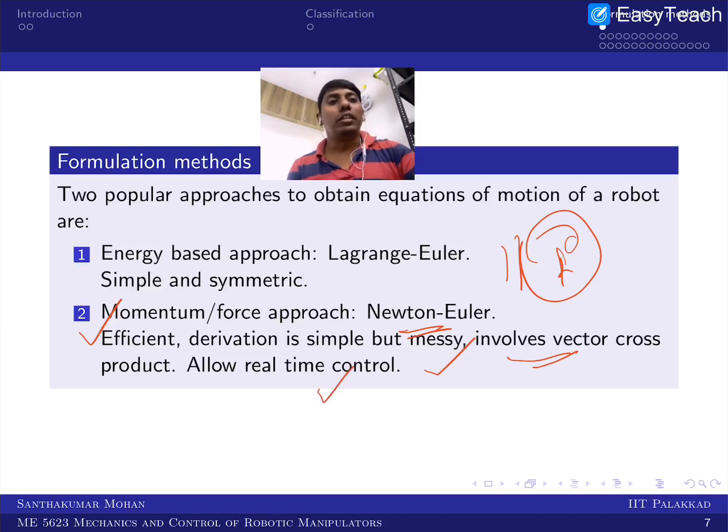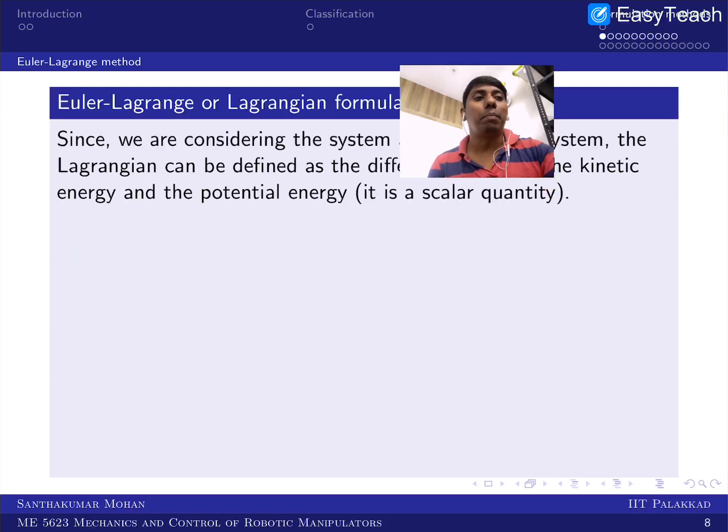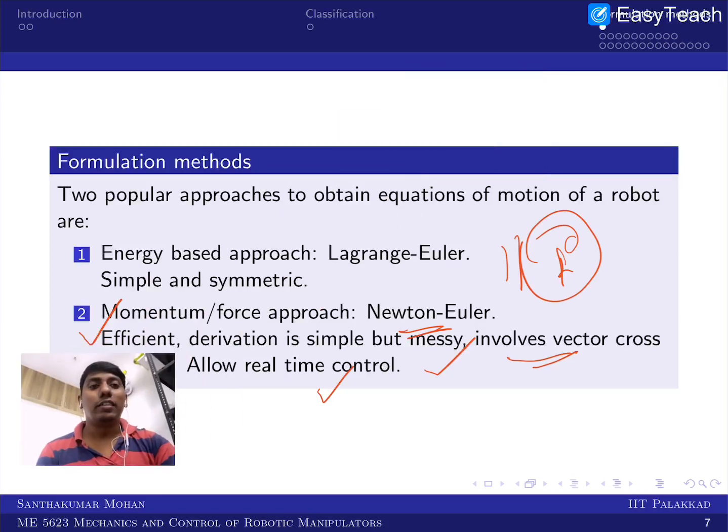So you can see that there are two popular methods, and you can see where each method is applied. In the next slide set, I will show what the Euler-Lagrange or Lagrangian-Euler method is all about. And in the next part, I will talk about Newton-Euler along with some examples. With that, I am stopping this part 1, and we will come back with part 2 in the next slide set. Thank you.